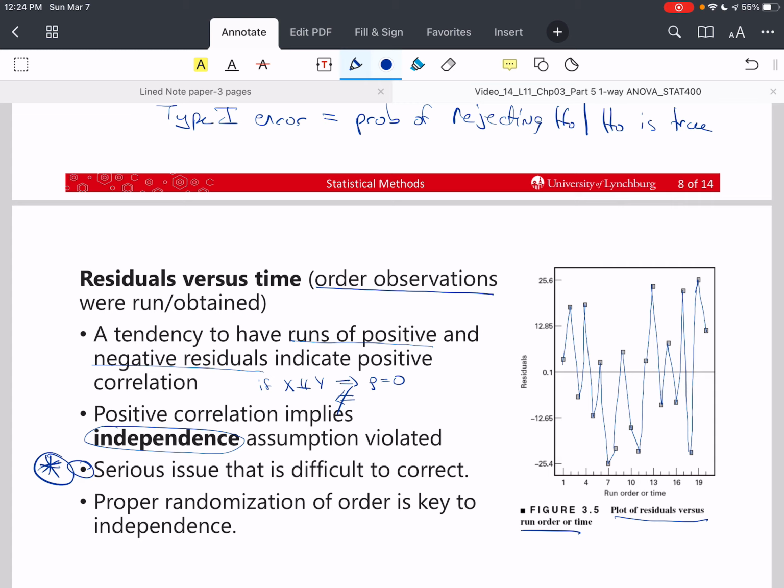Someone may say, well, it's more expensive to do that randomization. We have to do these setups or changeovers or what have you. But if you don't do that, then it's very likely that you're going to have dependence. And so the results of the test will be meaningless. All right. So again, the proper randomization when you're designing the experiment is a key to obtaining independent results.